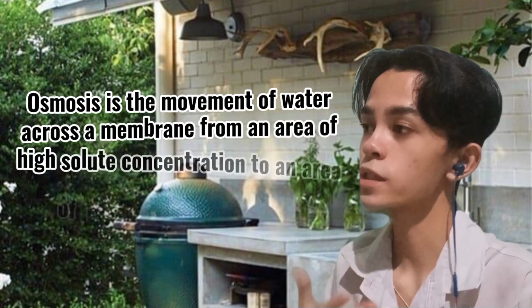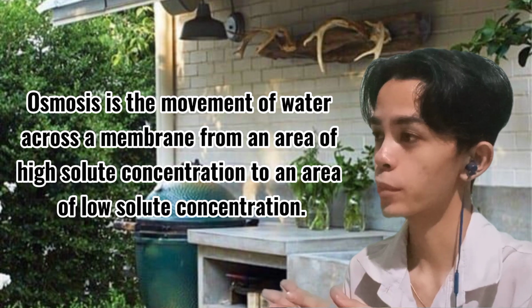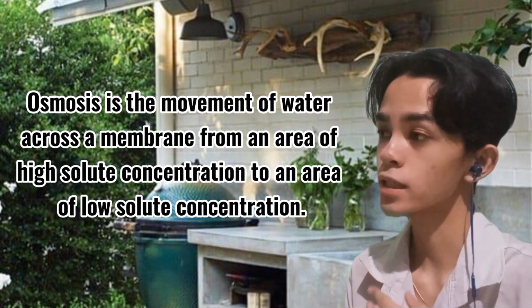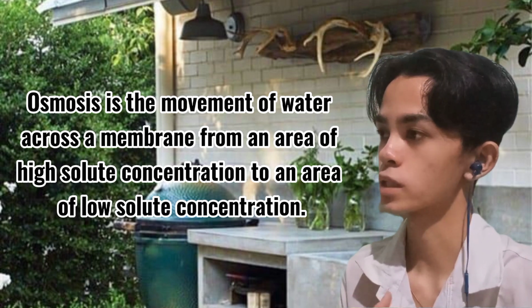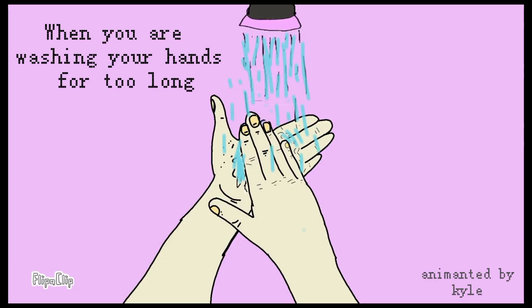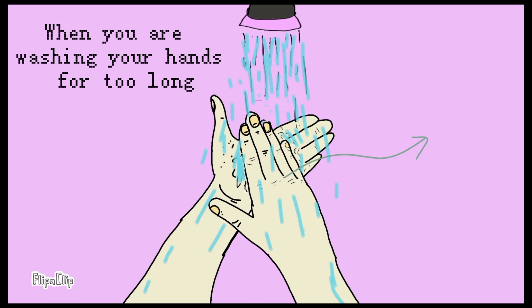That's because of osmosis. What is osmosis? Osmosis is the movement of water across a membrane from an area of high solute concentration to an area of low solute concentration. When you are washing your hands for too long, your skin on your fingers absorbs water and gets swollen or bloated, which results in wrinkled or pruned fingers.